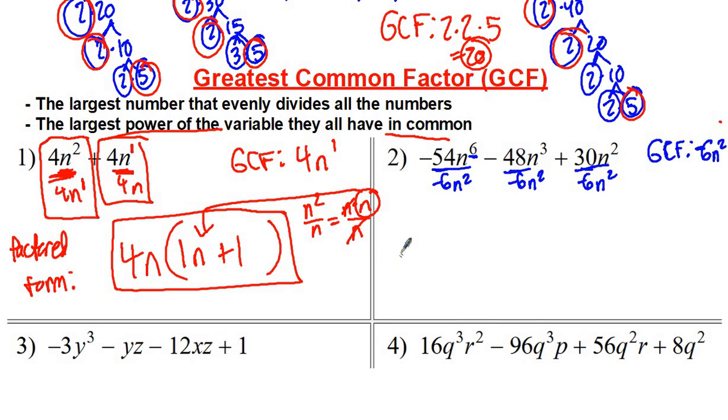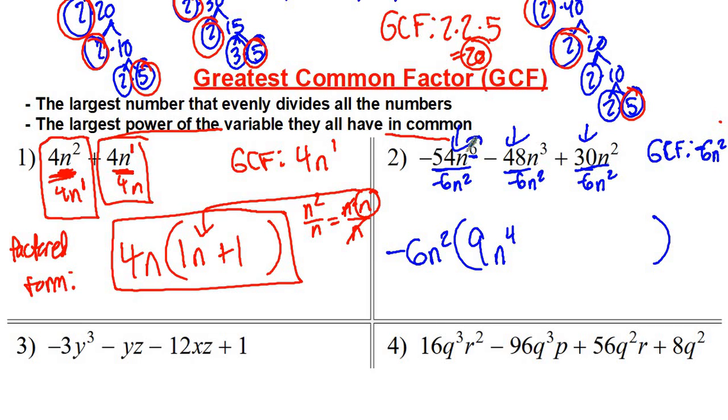So I wouldn't worry too much about that if you didn't notice that it was 6. So let's pull the negative 6n squared out in front of the parentheses. And notice we have 3 terms right here, so that means if we do it correctly, we should get 3 things in the parentheses. Negative 54 divided by negative 6 is 9. N to the 6th divided by n to the 2nd is n to the 4th.